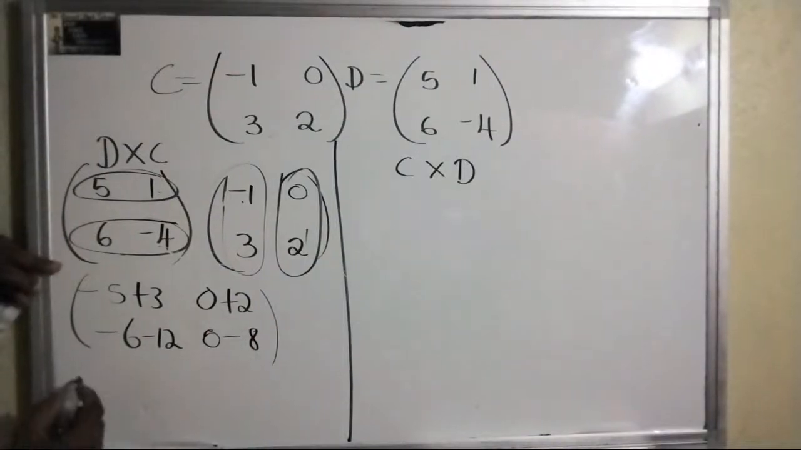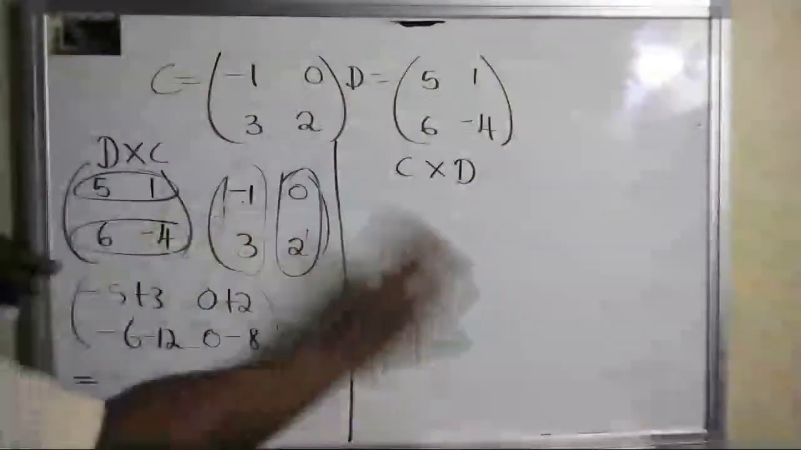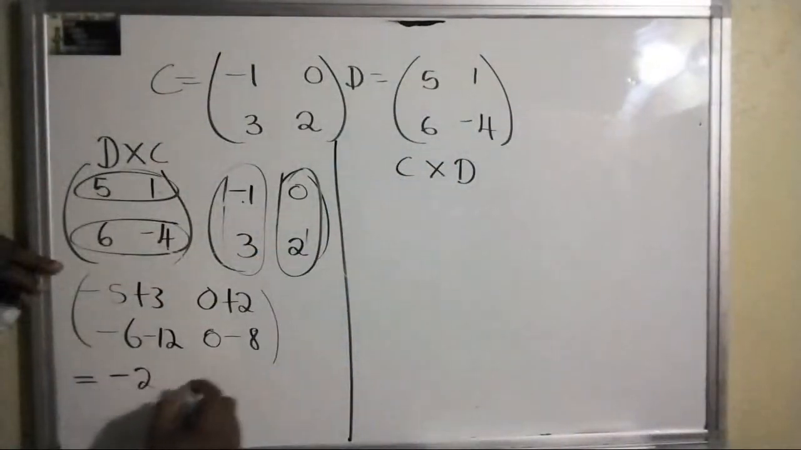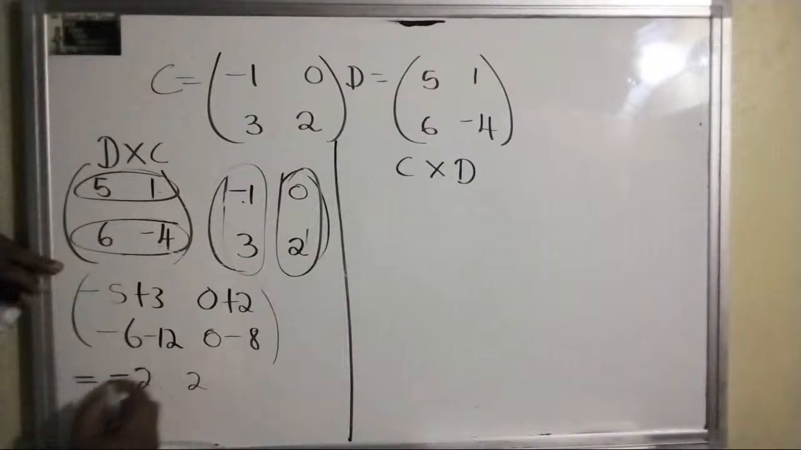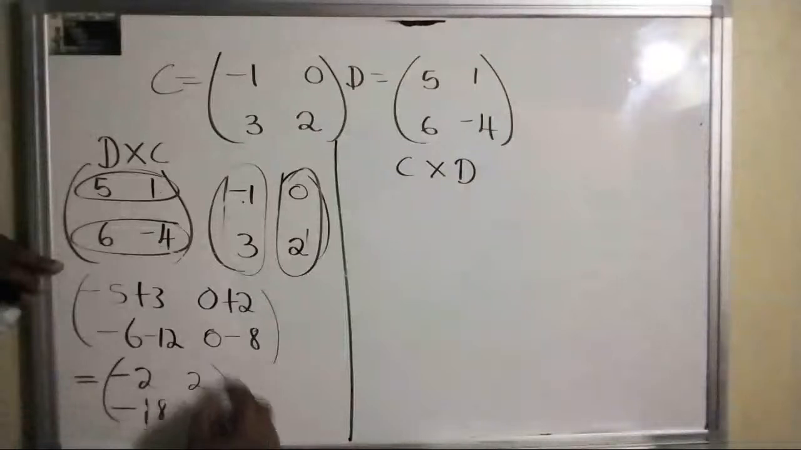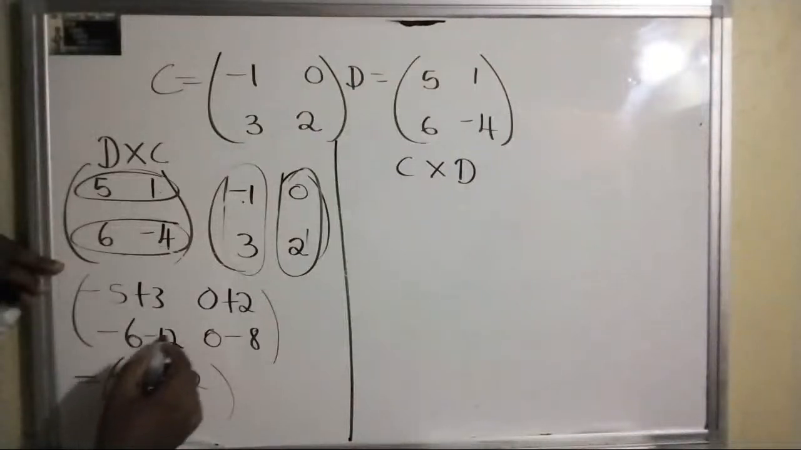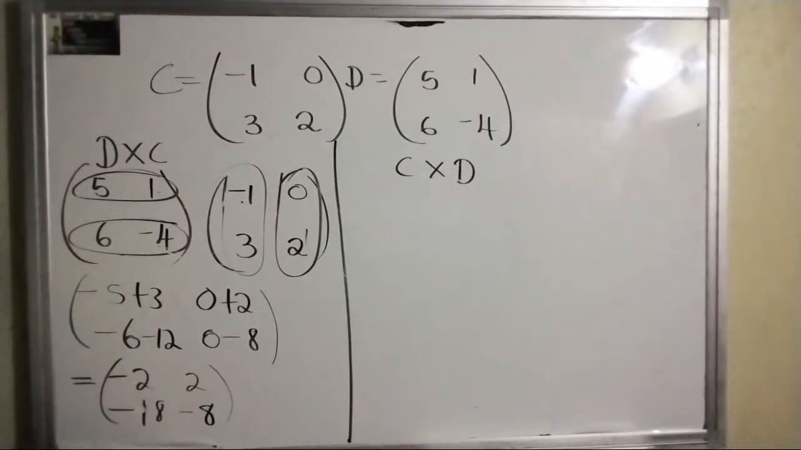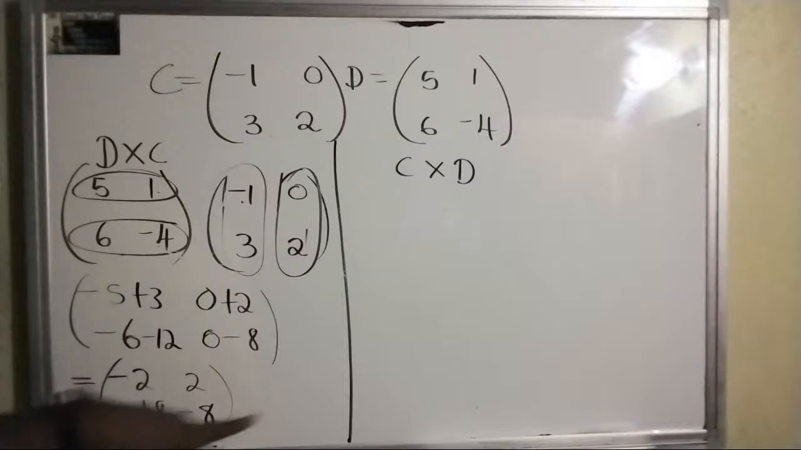Alright? We're going to simplify now. I'm going to do C times D. So we get -2, 2. Both of them negative, so we add, so we get -18. It's as if somebody borrowed $6, then they borrowed $12, so they owe a total of 12. And 0 minus 8 is -8. Alright, we're going to compare C times D and see if we get 2, 2, -18, and -8.